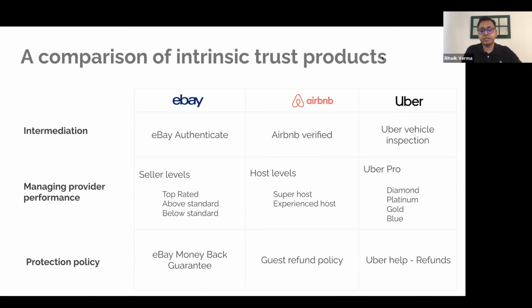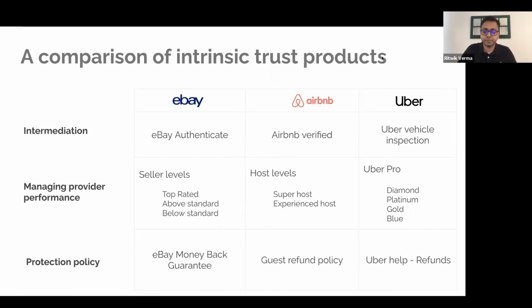And lastly, as you can see, all of these platforms have some kind of protection policy or refund policy that gives the buyer the assurance that they are covered in case something goes wrong, right? And if you just zoom out and look at these products and try to understand what they are doing, these are establishing a basic service level or quality on the marketplace itself. These products are telling the buyers that you can expect a certain basic minimum quality from the marketplace, which should give you the confidence to buy from our website without thinking too much. And that's what intrinsic trust is.